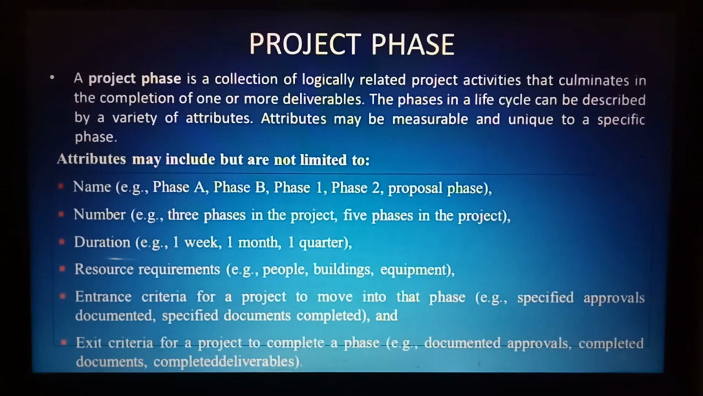What is a project phase? A project phase is a collection of logically related project activities that culminates in the completion of one or more deliverables. The phases in a life cycle can be described by a variety of attributes. Attributes may be measurable and unique to a specific phase. Attributes may include, but are not limited to, name, number, duration, for example, 1 week, 1 month, 1 quarter, resource requirement, for example, people, building, equipment, entrance criteria for a project to move into that phase, and exit criteria for a project to complete a phase.